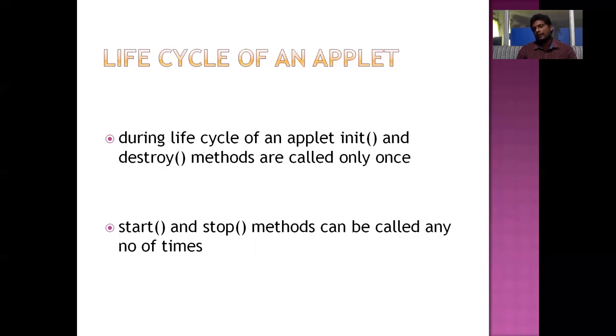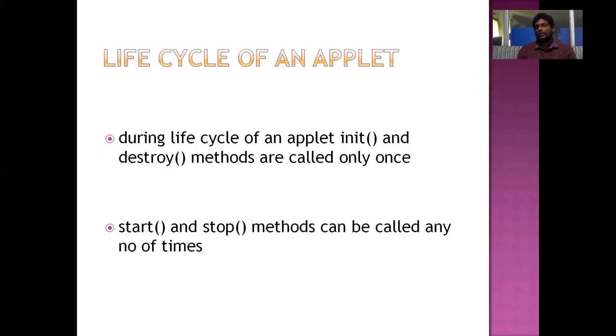And again, if our output window gets activated, that is, our output window comes before the viewer, then JVM internally calls the start method. And if we click on the close button, JVM internally calls the destroy method. So you can observe that the init method is called only once, the start and stop methods are called twice or thrice, and the destroy method is called only once.